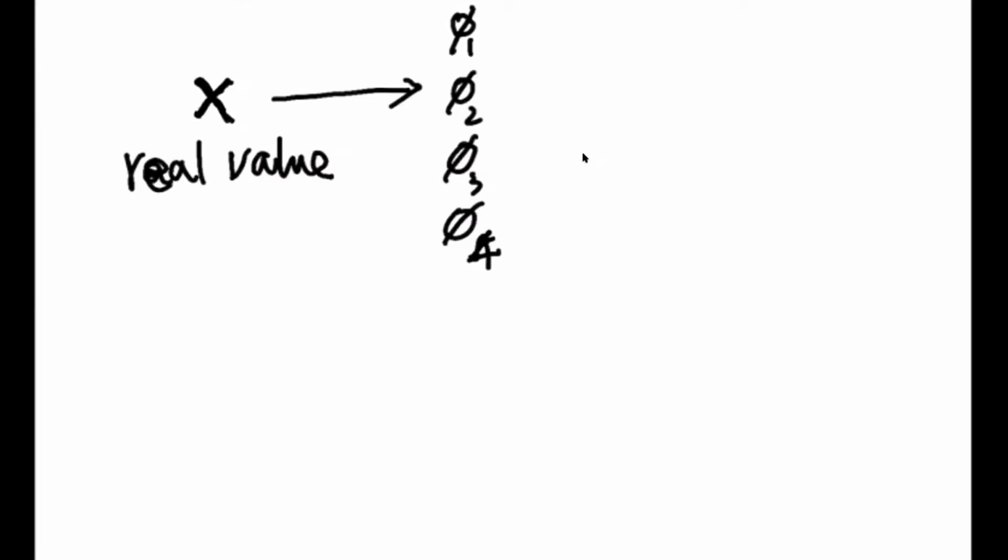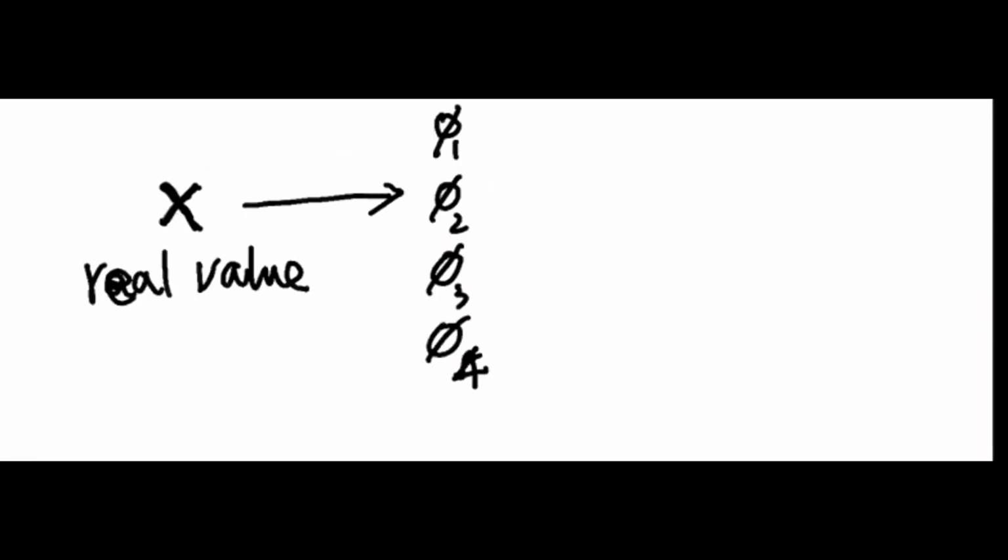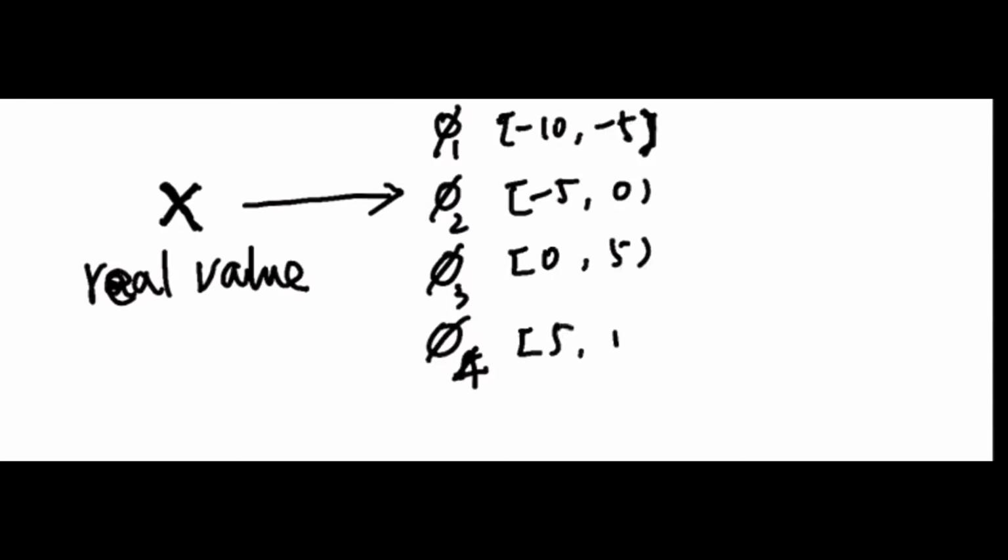What's the interval? Sorry, I have to find the question. Yeah, I found it. The interval for phi1 is -10 to -5, and then -5 to 0, this is round parenthesis, and then 0 to 5, and then 5 to 10.